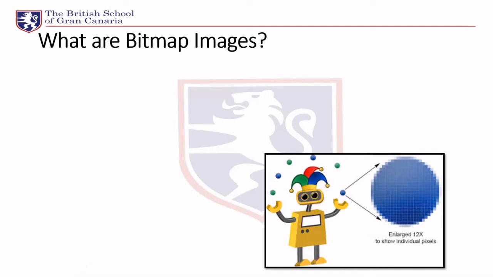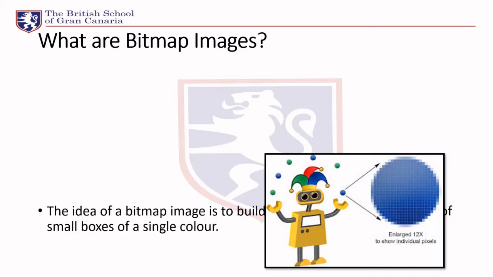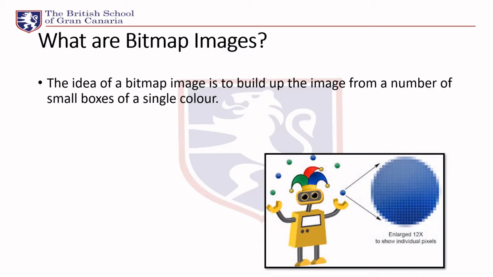So here you can see there's an image right here and it's zoomed into this board to see what it is. Now you look at this image and you may think that it's distorted or grainy or made up of lots of squares. Okay, well, bitmap images are made up of individual little squares called pixels. Each square has its own color and it's represented in its own way. So the idea of bitmap images is used to build up the image from a number of small boxes of a single color. So each box, each little pixel has its own color.